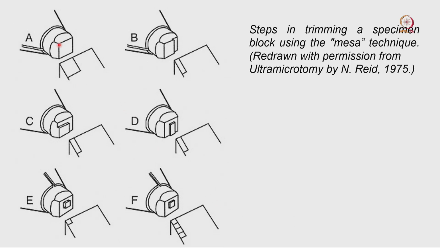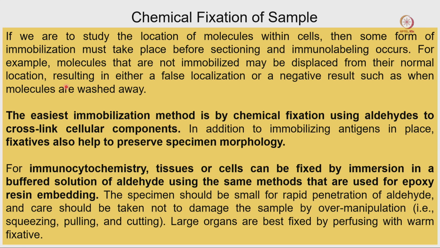So, this is the automatic method that you can use. We will just go and discuss that automated method, how we can do this sectioning. Before that, we just want to go through a couple of important points, that is the chemical fixation of the sample. So, if we want to study the location of a molecule within a cell, then some form of immobilization must take place before sectioning, so we need to fix that cell, which I already discussed.